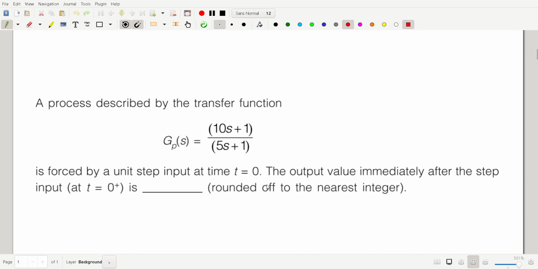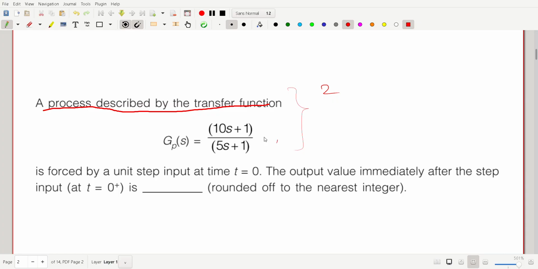So in this question they have given a process described by a transfer function. We know the transfer function is the ratio of the Laplace transform of the output to the Laplace transform of the input, provided all initial conditions are 0. Or we can say it is the Laplace transform of the impulse response. Provided the initial conditions are 0, or the system is relaxed, then we can define the transfer function.